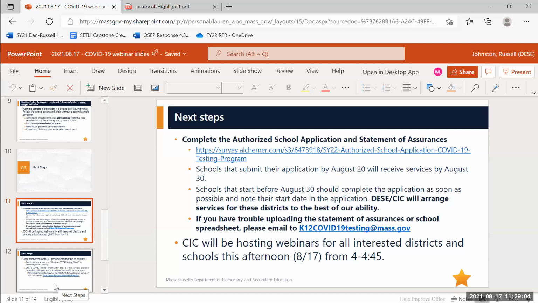So, if you're in the process, get it done by Friday so that you're very much first in line for those services starting on August 30th. If you are starting before August 30th, just please note that so that we can work to the best of our ability to get those services going for you. We know that some school districts are starting very soon, some large districts even as soon as next week. And if you have any trouble uploading any of the documentation, please just send an email. We're ready to troubleshoot with you and make sure that you get the information that you need.